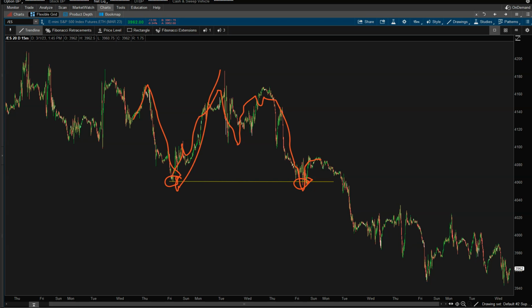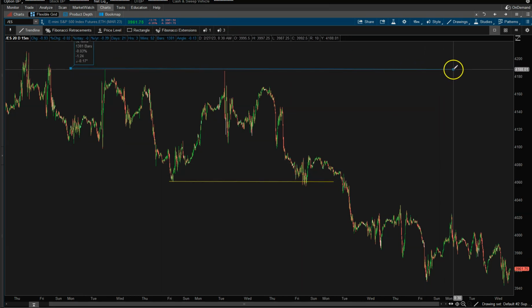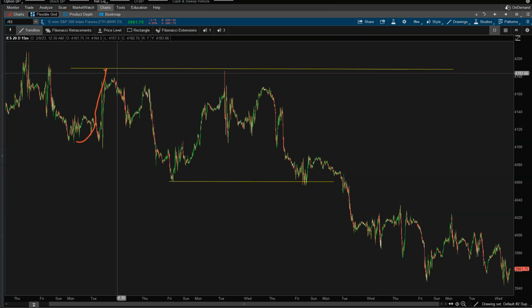Now, as far as a resistance level, we could see resistance right here. We see price rally up, find sellers, pull back, rally all the way back up, find sellers, and then pull back. This is a resistance level. So that is essentially, in a nutshell, what support and resistance is.